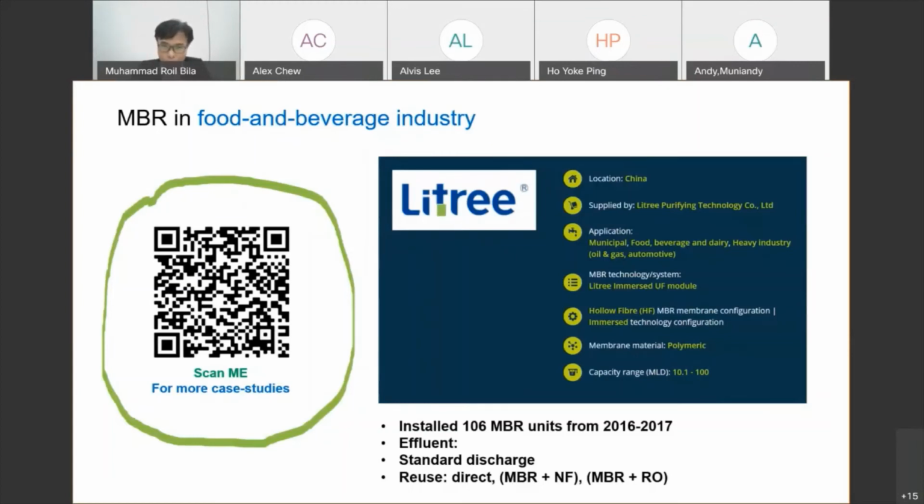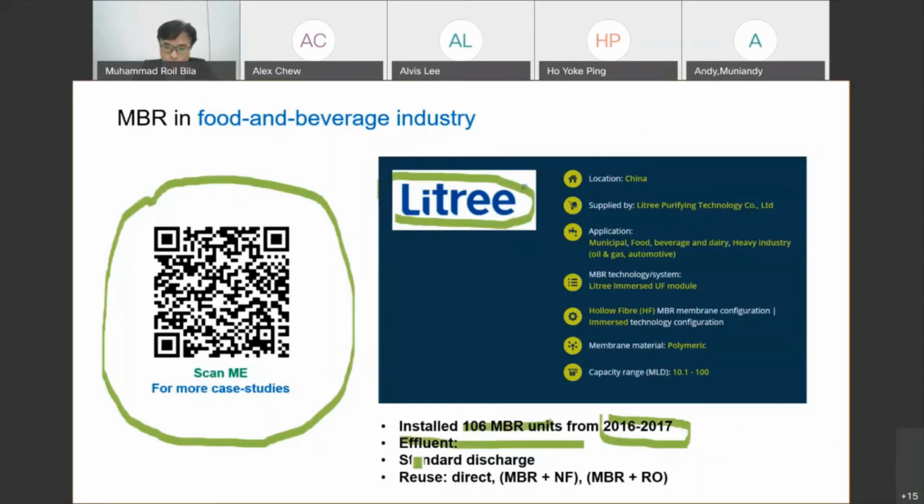Litree, this is one of the MBR contractors in China. They have been building 106 units of MBR from, sorry, this is not 2016, it's from 2006 till 2017, 106 MBRs. There are so many over there you can find. So the effluent meets the requirement, mostly for reuse, like what I said before.